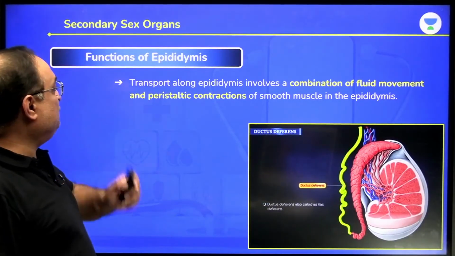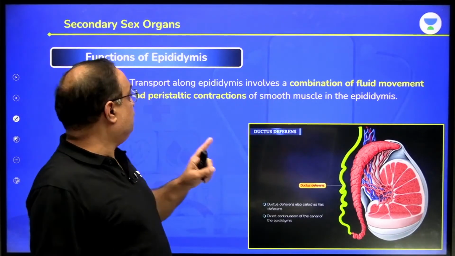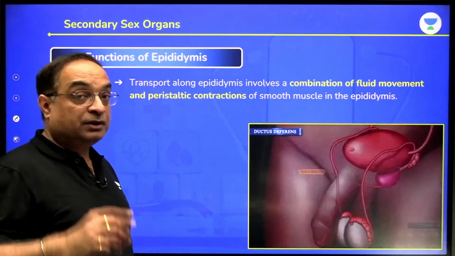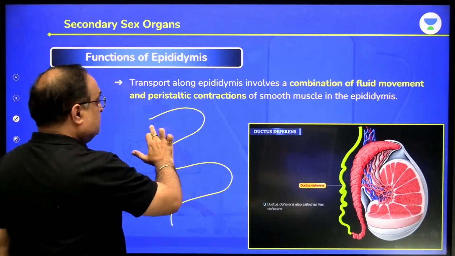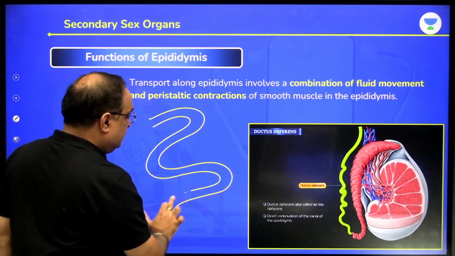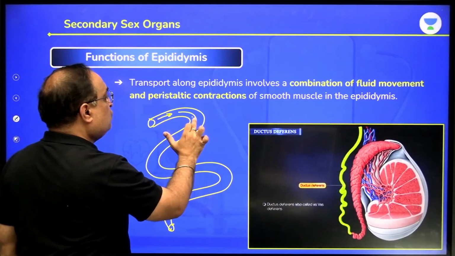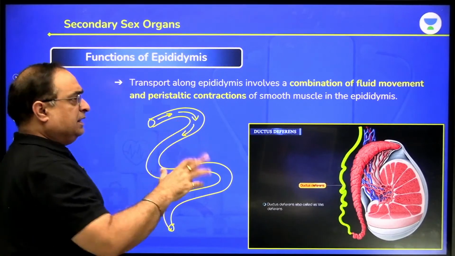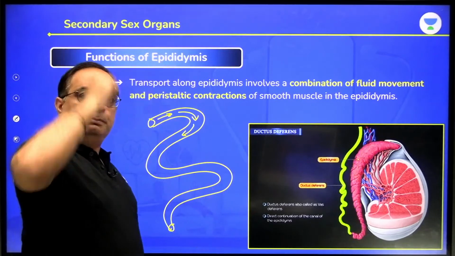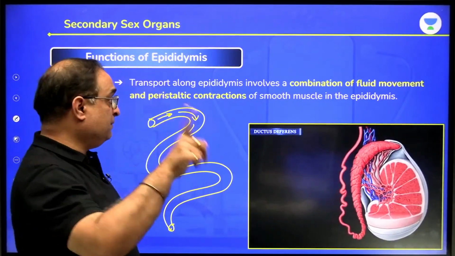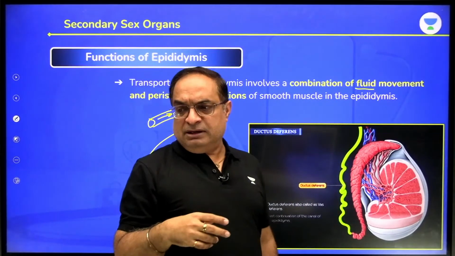Okay guys, functions of epididymis. Transport along the epididymis involves a combination of fluid movement and peristaltic contraction. Understand this thing. I said that in the epididymis sperms acquire motility and maturity, but still sperms are not moving on their own. Then how are they pushed forward? Two reasons. Number one, fluid movement. Fluid has been secreted by the seminiferous tubules.